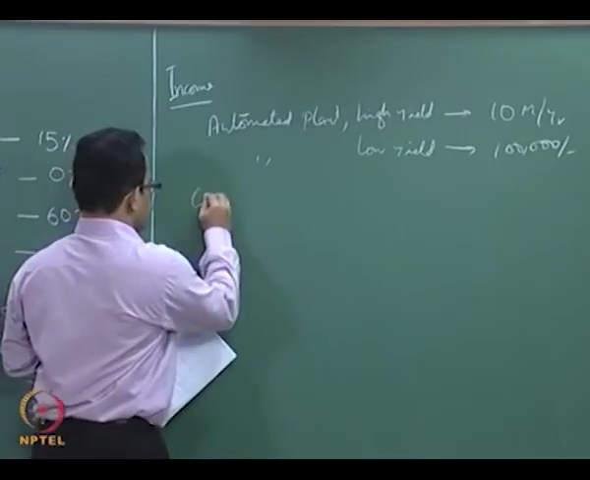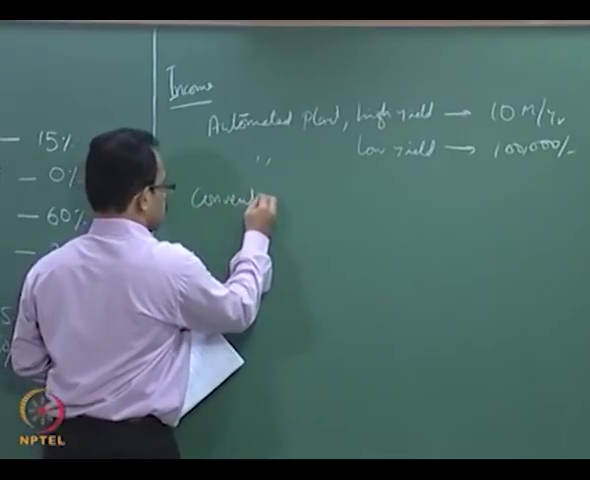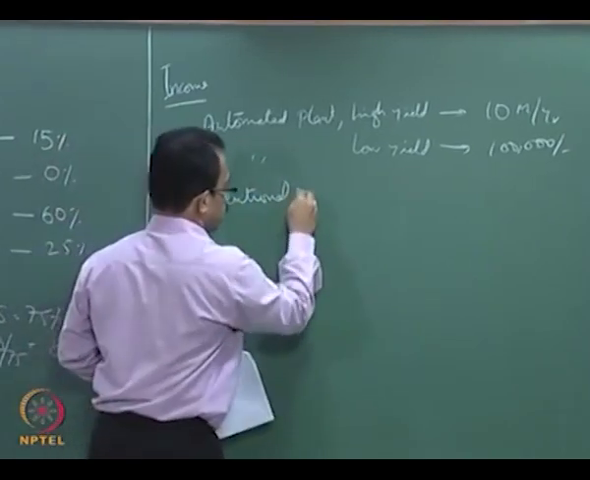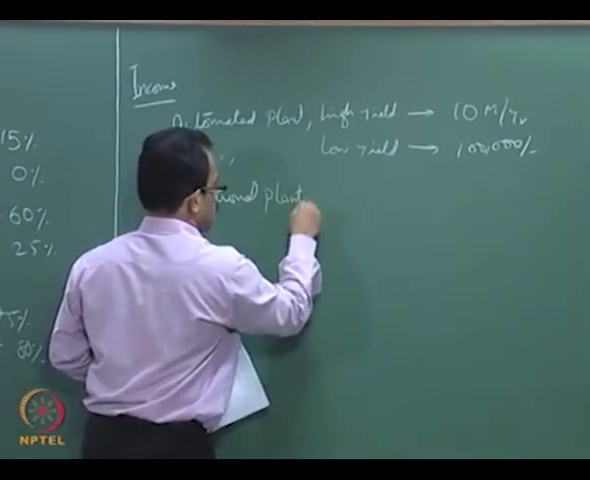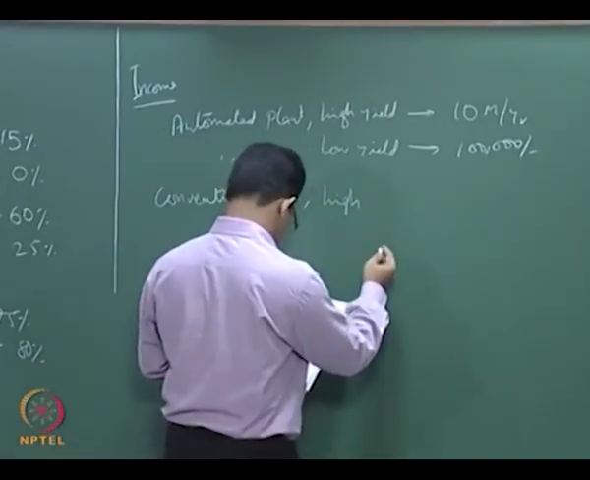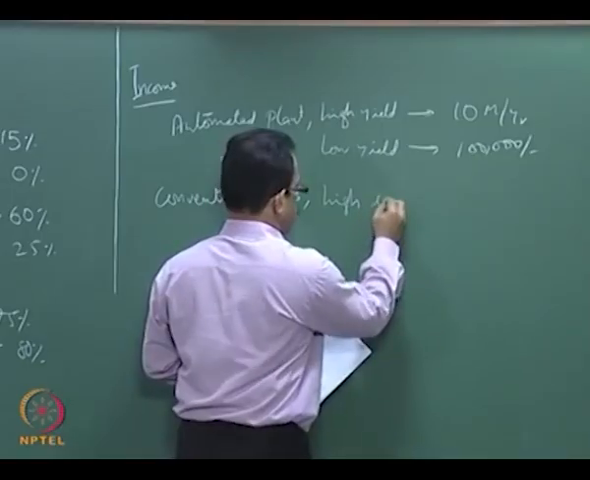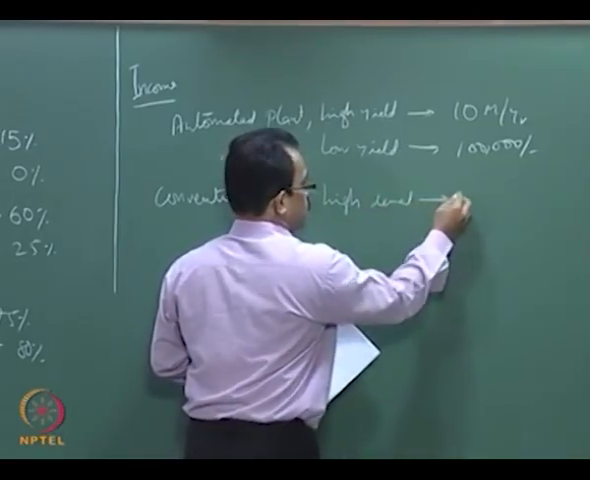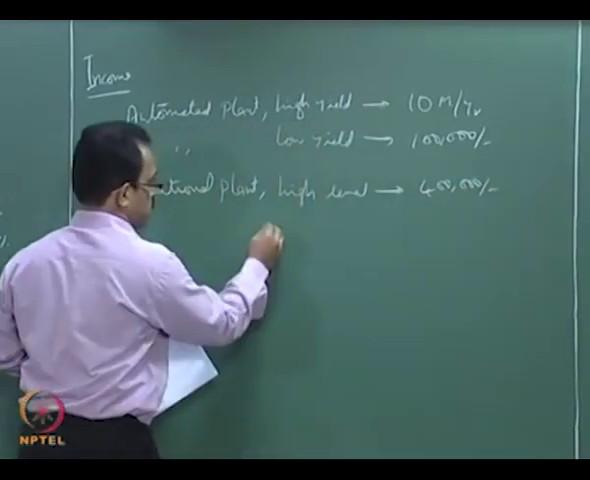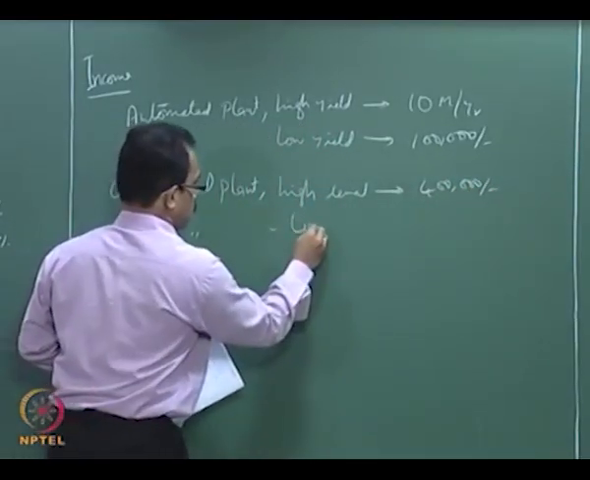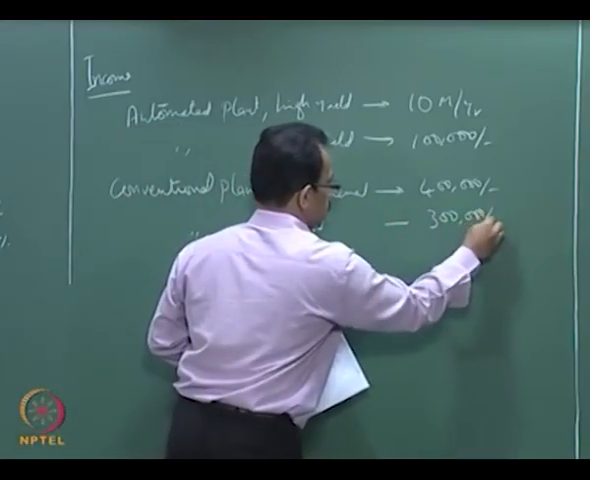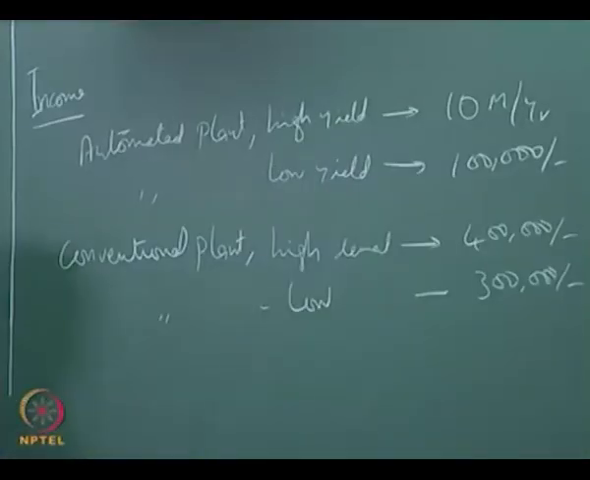And if you have a conventional plant, so we have two options, automated and conventional. So if you have a conventional plant and high demand or high yield, then it will be 400,000, and if it is low it will be 300 per annum.